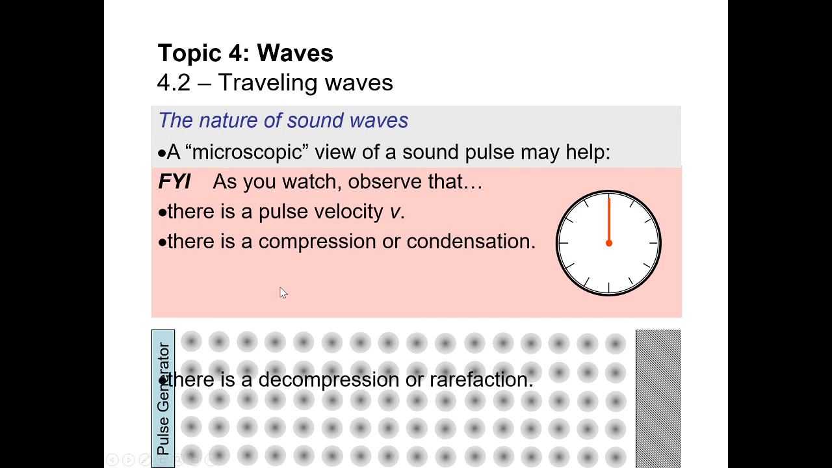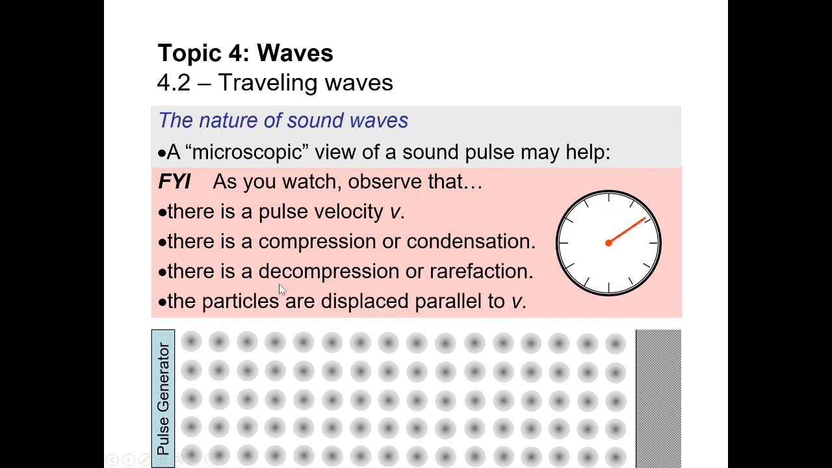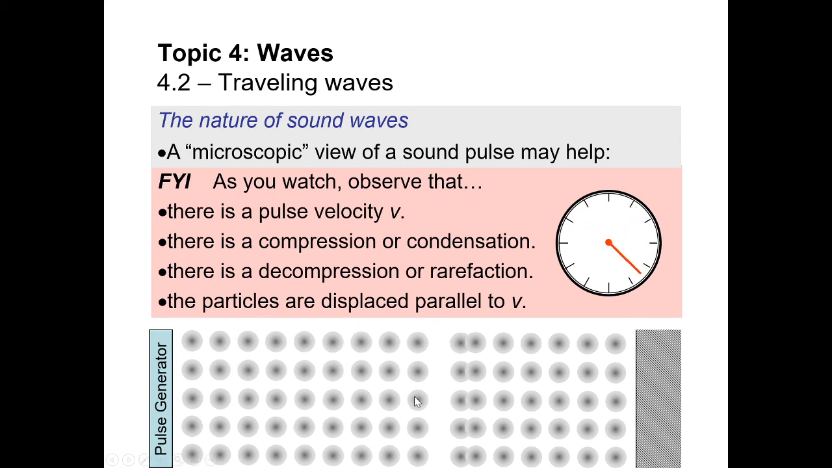So, something like this. You can see there's regions of compression followed by regions of rarefaction where they're spread apart. But really, this is a wave. Right? So as the wave moved from left to right, the particles also oscillated in the parallel direction. So from left to right and then back from right to left.